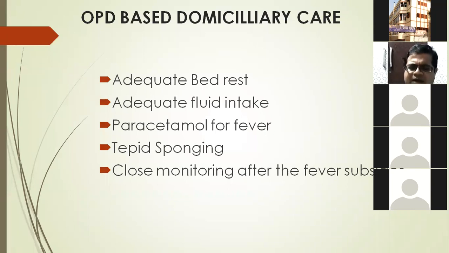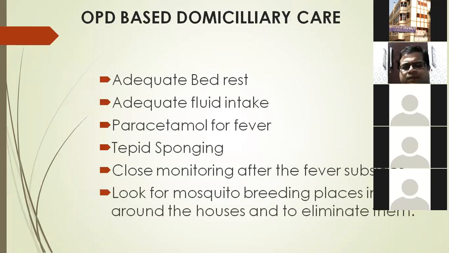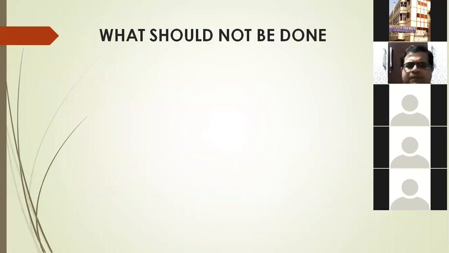And what are the monitoring things? What are the things or vitals the parents should monitor? And also, for epidemiological purposes, look for mosquito breeding places in and around the houses to eliminate them.